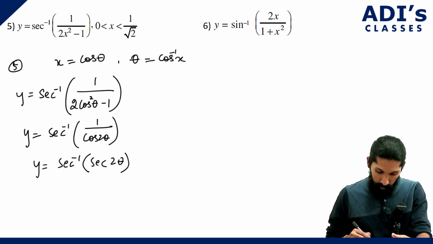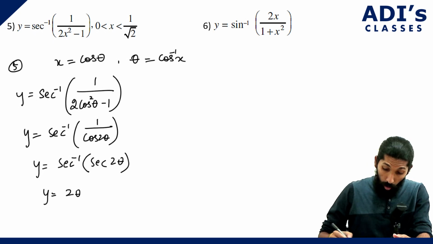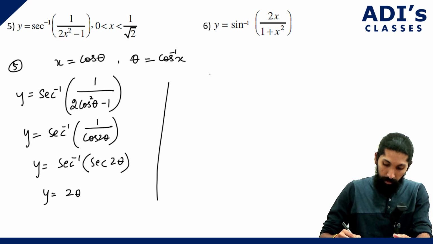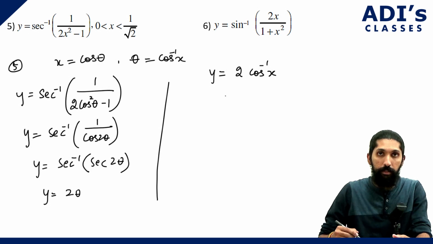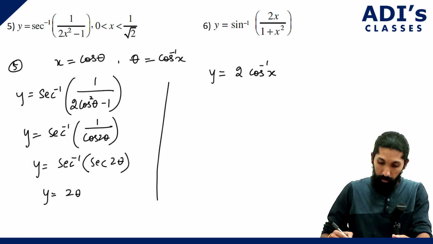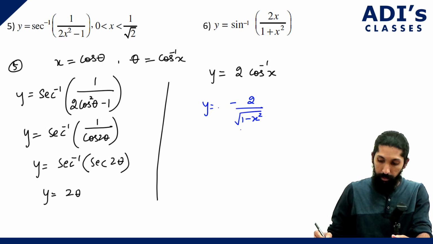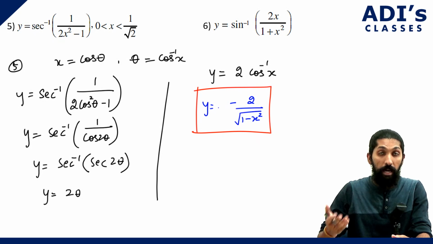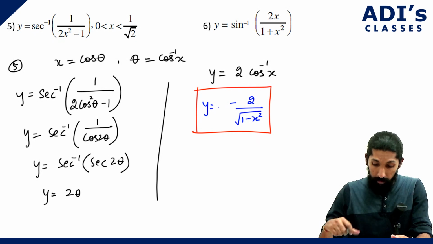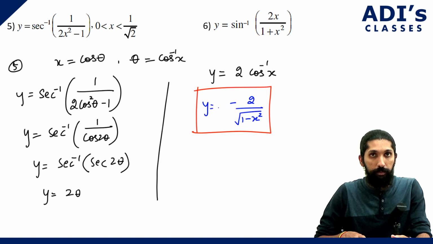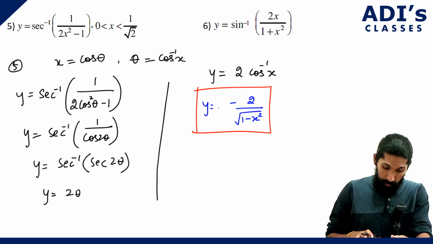Right? Once you have this one, what do you get? y is equal to 2 theta. Or in other words, you can write y is equal to 2 cos inverse x. Correct? Differentiate, you'll get y dash is minus 2 divided by root of 1 minus x square. This is going to be the answer for this particular question. Minus 2 by root 1 minus x square. Understood? So this is the answer for the fifth one.